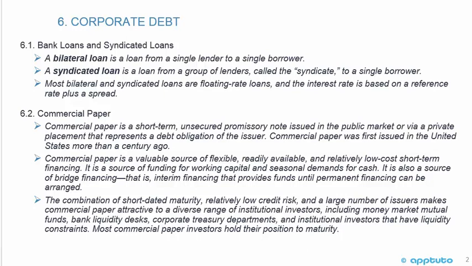The combination of short-date maturity, relatively low credit risk, and a large number of issuers make commercial paper attractive to a diverse range of institutional investors, including money market mutual funds, bank liquidity desks, corporate treasury departments, and institutional investors that have liquidity constraints. Most commercial paper investors hold their position to maturity.